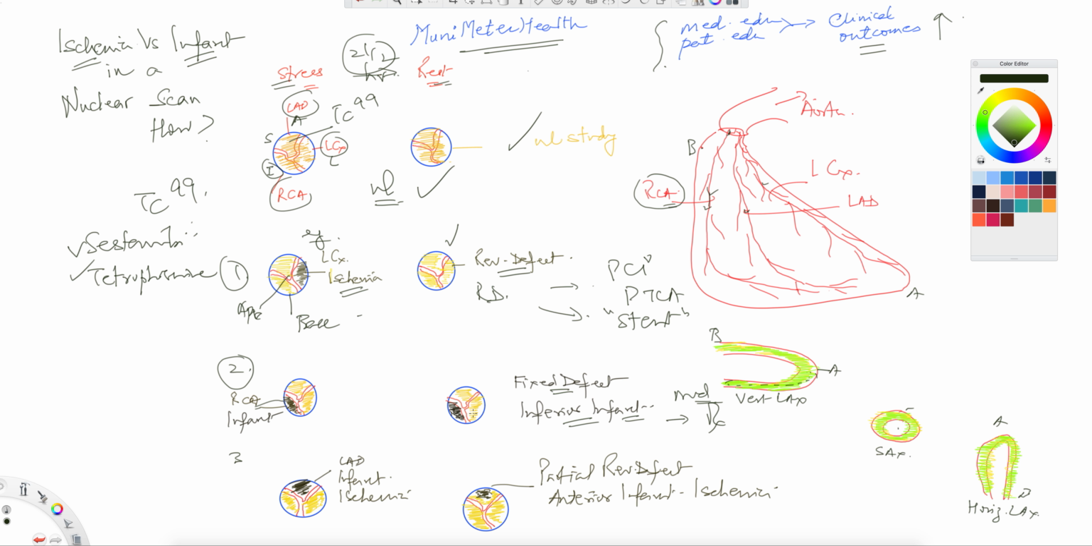No, you're not going to give a stent. Why? Because it has a fixed defect only. So only medical therapy will be advised.